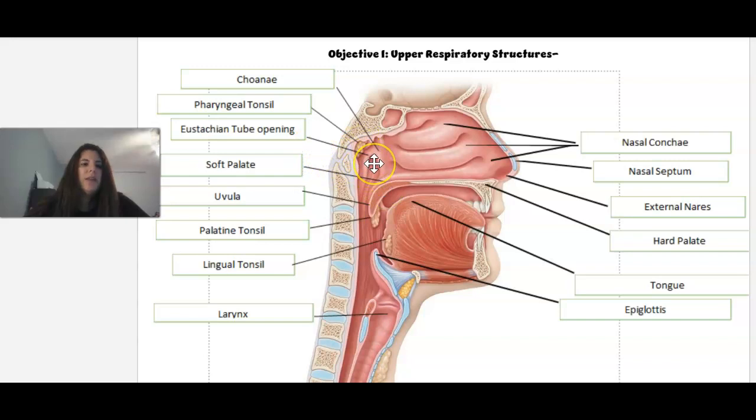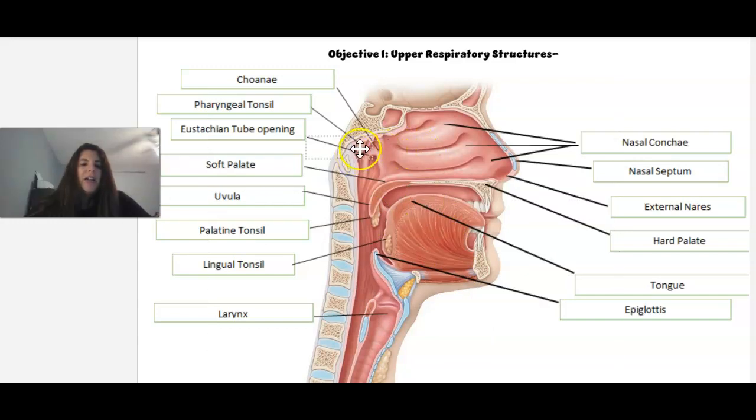Down here is going to be your eustachian tube opening, the opening into your ear canal. It doesn't really play a role in respiration, but it is a nice landmark so that you can see where things are compared to that opening. The very posterior part of the nasal cavity is your palates. You have a hard palate here, and a soft palate, and the soft palate will eventually fall down into that structure in the back of your throat called your uvula.